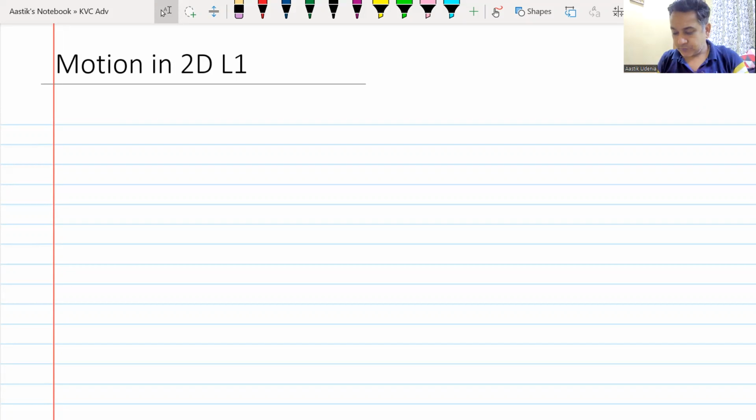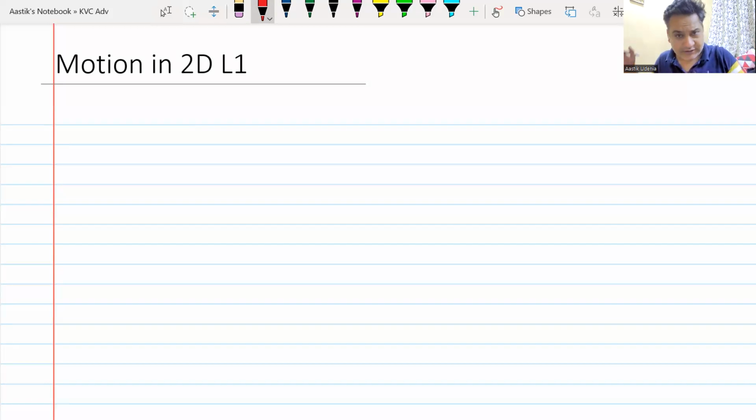Good evening, everyone, and this is lecture number 1, and we are dealing with motion in 2 dimension. Now, in the previous classes, we had dealt with motion in 1D. We had seen motion in a straight line. But at the same time, if you remember, we had also seen motion in 2 dimension. Did we do questions of motion in 2 dimension? Yes, sir, we did.